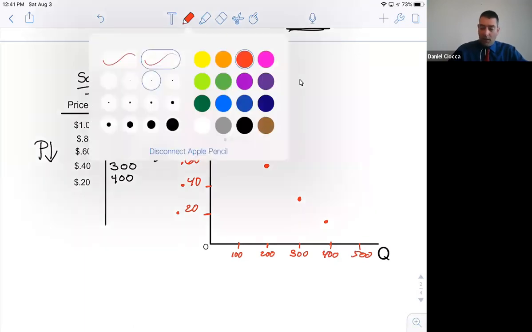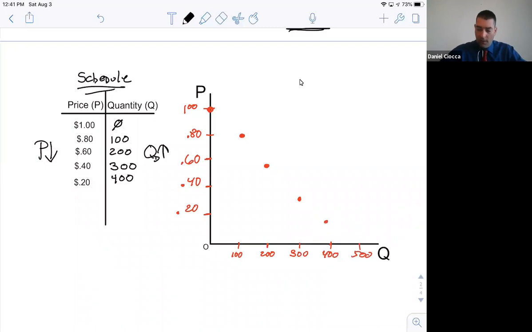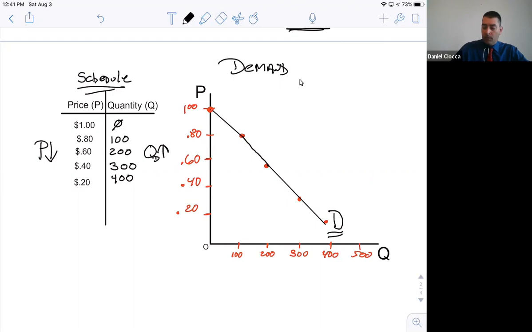Notice when I connect the dots, what happens? So, connect the dots there, and there, and there, and there. We have a downward sloping demand curve. This is the demand curve. And the demand curve, because of the inverse relationship between price and quantity demanded, always slopes down. Notice, as price went down from $1 to 80 to 60 to 40, etc., the corresponding quantity went up.